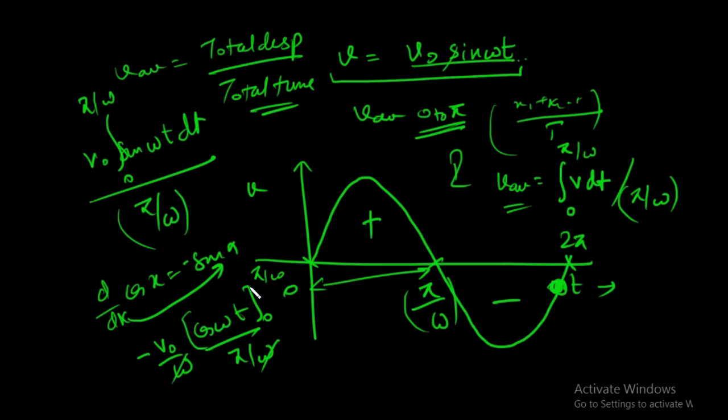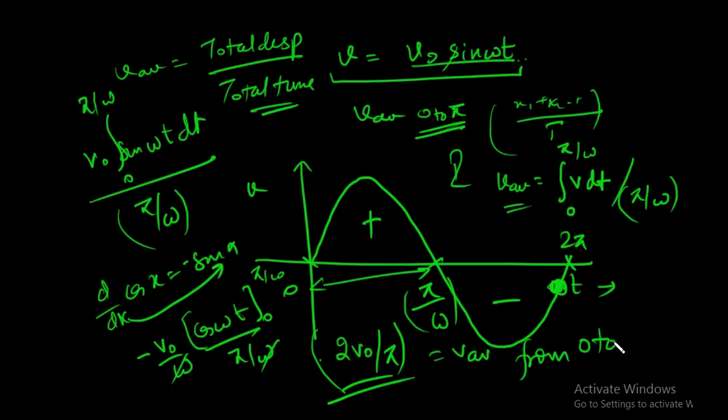Omega gets cancelled out. So we have cos pi is minus 1, minus cos 0 is also minus 1, so minus 2. Minus gets cancelled, so we have 2 v naught by pi. This is the average velocity from 0 to pi by omega.